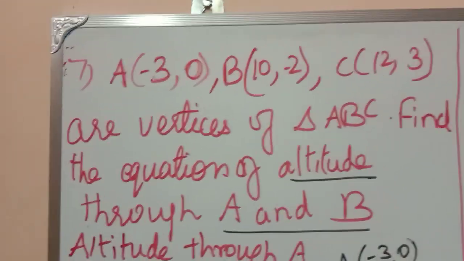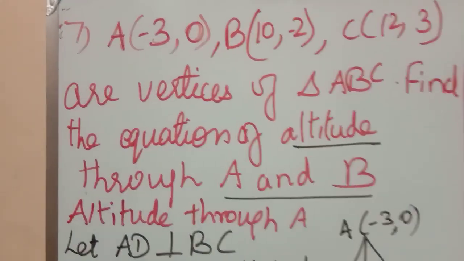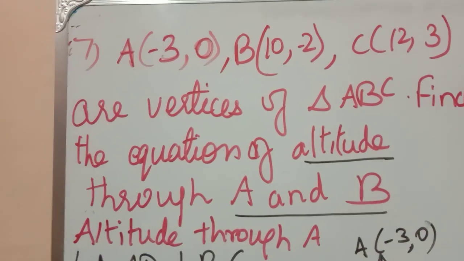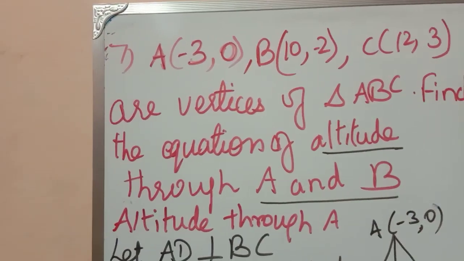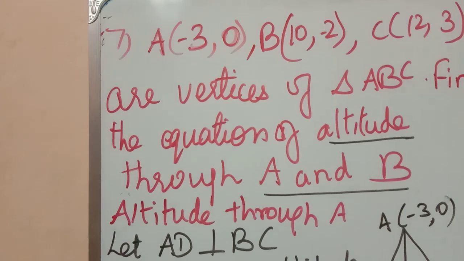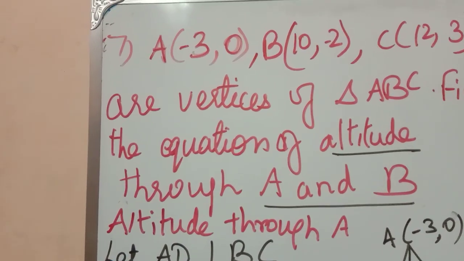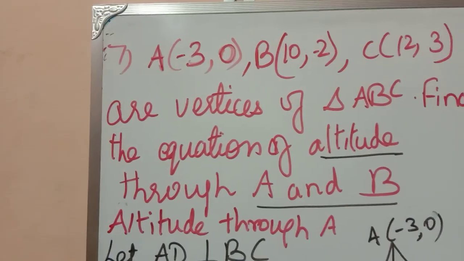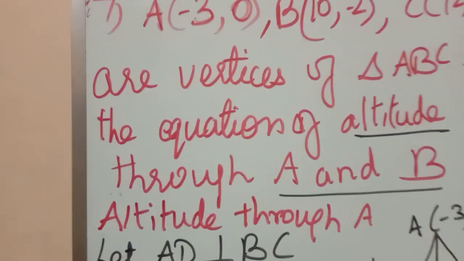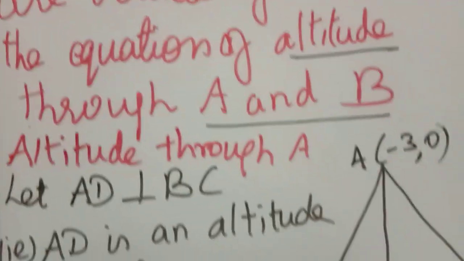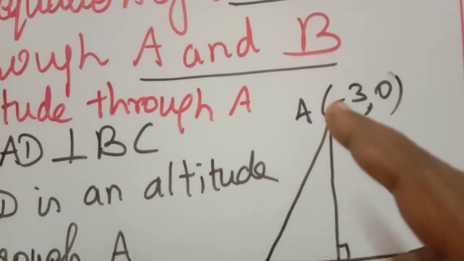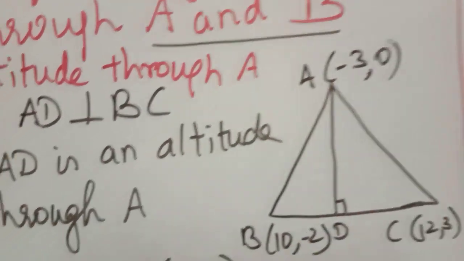Next question number 7. A(-3, 0), B(10, -2) and C(12, 3) are the vertices of triangle ABC. Find the equation of altitude through A and B. We have to find the equation of altitude. What is altitude? Altitude is a perpendicular line drawn from any one of the vertices of a triangle to its opposite side.